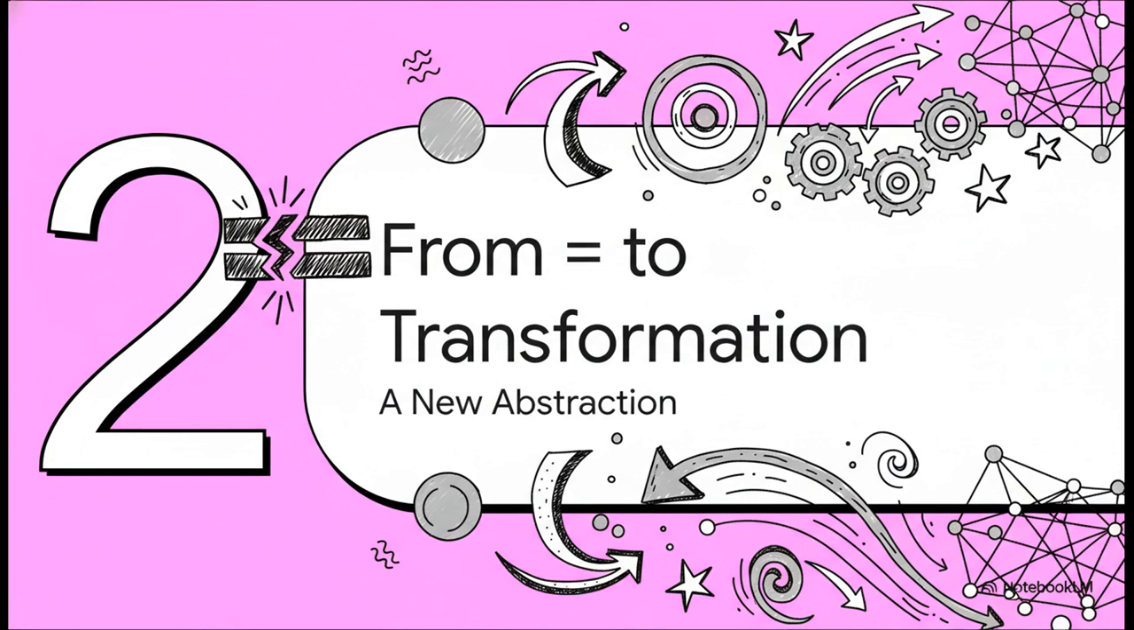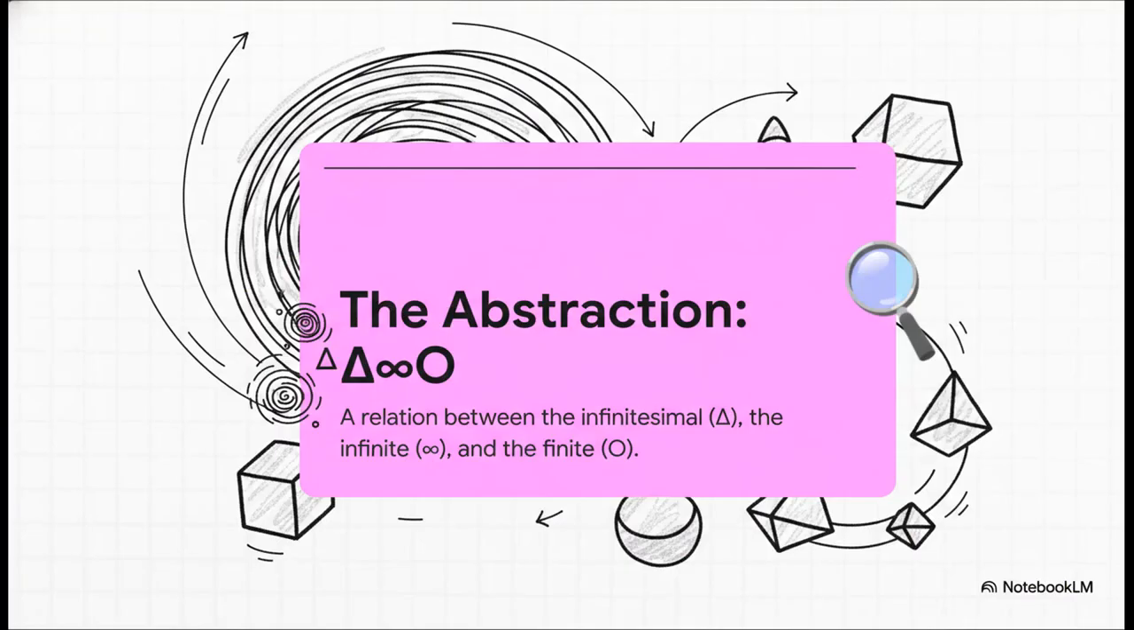Well, this is the really cool part. The paper introduces a totally new, really fundamental idea for how to connect things. And this is it. It might look a little intimidating, but it's actually built on three really simple concepts. You've got the delta, the triangle, which stands for the infinitesimal, like a single, tiny starting point. Then you have the infinity symbol, which is exactly what it looks like, an infinite process of change. And finally, you have the circle, the O, which represents the finite, the final, complete, whole thing. It's a whole new language for describing change.